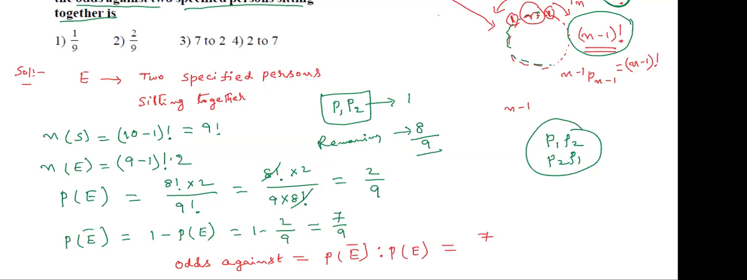P of E complement is 7/9. P of E is 2/9. The denominators are the same. Write the answer as 7:2. Which option is correct? The third option is correct.